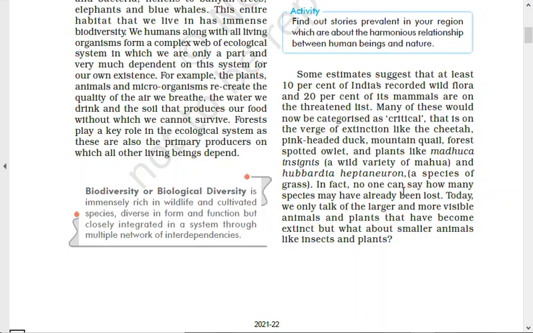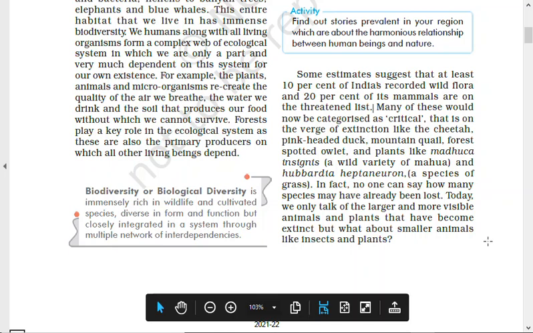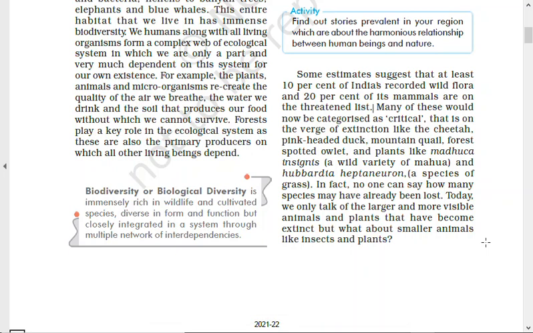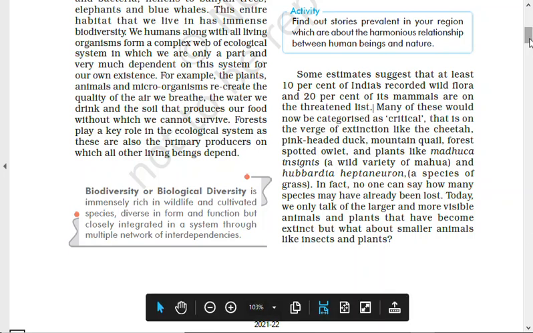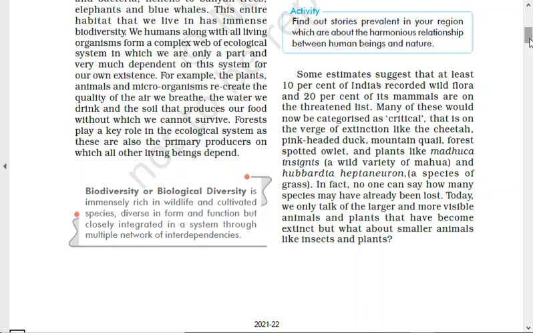Today we only talk of the larger and more visible animals and plants that have become extinct. But what about smaller animals like insects and plants? Many small insects and plants died because of the insecticides or pesticides we use in our farms, and in our houses, and the chemicals we use in daily life. Those also had an implication on the extinction of these small organisms, which we don't see or realize have disappeared.